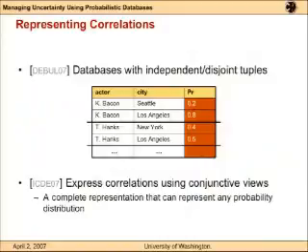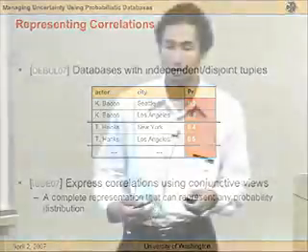Another way to express correlations is using conjunctive views. So you start from a set of tuples which are independent and disjoint, and then you express correlations using conjunctive queries themselves. And you can show that using this representation, it's a complete representation. So you can store any probability distribution over databases. And in fact, for many applications, there is a very natural way to represent the correlations in this form. I will skip the details here.